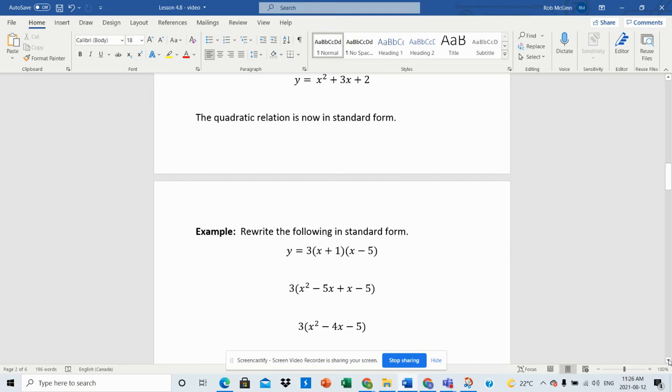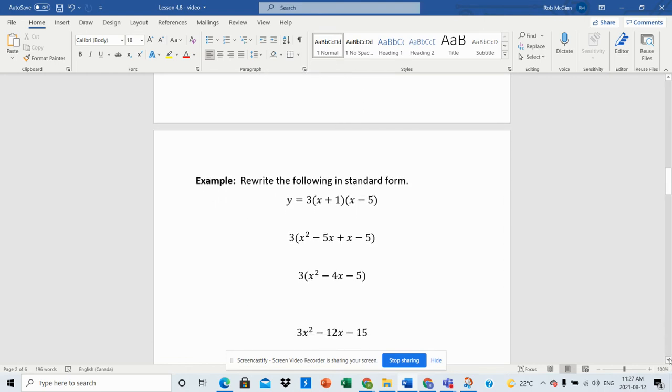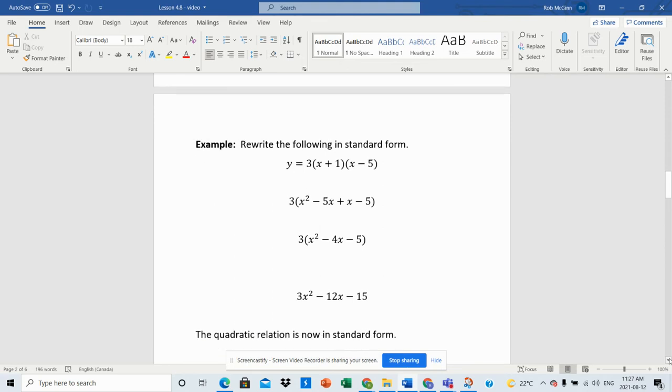And now I'm going to distribute the 3 as well. So the 3 will have to multiply with all 3 terms inside my brackets. So 3 times x squared is going to give us 3x squared. 3 times negative 4x is negative 12x. And finally, 3 times negative 5 is negative 15. And now the quadratic relation is in standard form. So just to recap, if we go from factored form to standard form, just use our distributive property, multiply everything through, collect your like terms, and then you have your standard form.